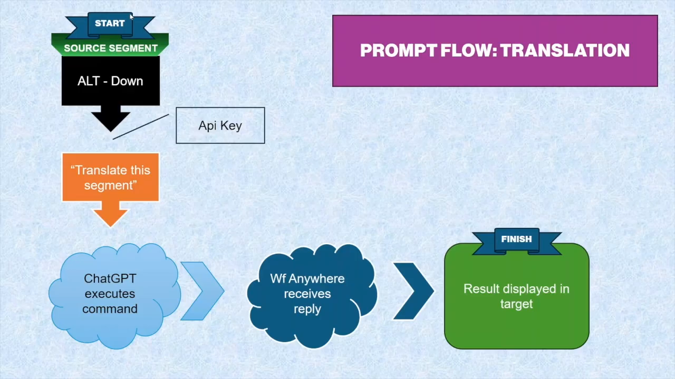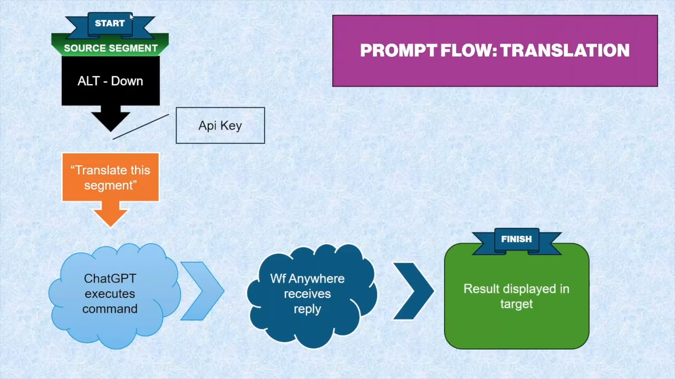But that will also call ChatGPT, and you will see there that it's using your API key, and Wordfast Anywhere will have something already good to go for you, because the prompt is already made. So when you are pushing Alt down, everything is done in the background. The source segment is sent, and we send a prompt to ChatGPT asking it to translate the segment.